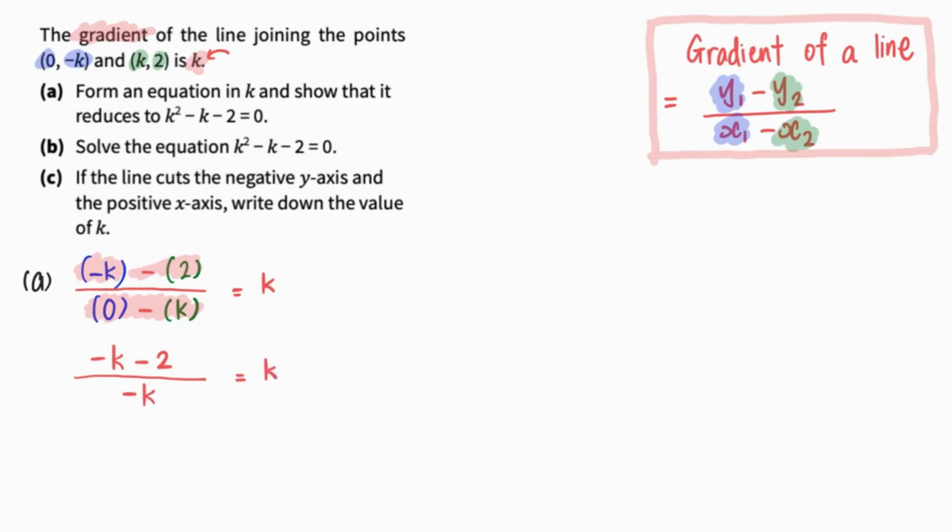And after which I'm going to multiply negative k on both sides such that I would have this. Negative k multiplied by k will be negative k squared. Last, I would then have 2 plus k squared on both sides, so that I will have a positive k squared here. I still have to minus k minus 2, and this one will be equals to 0. And I have shown for part A.